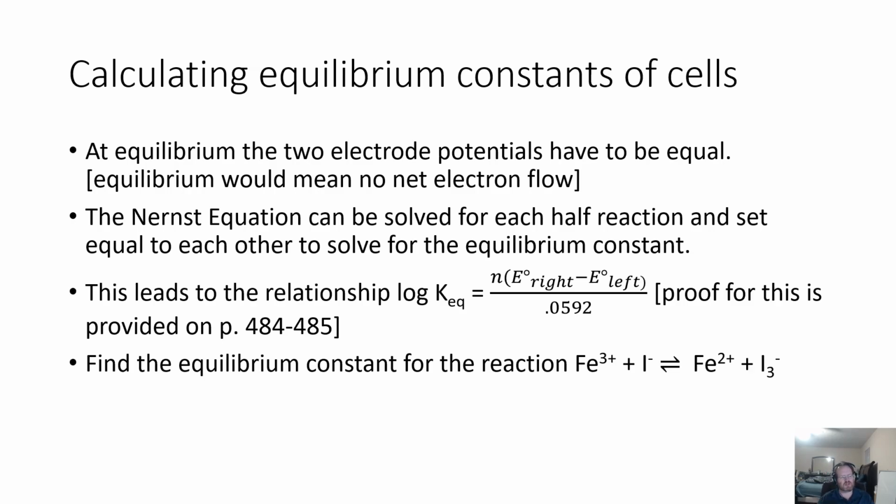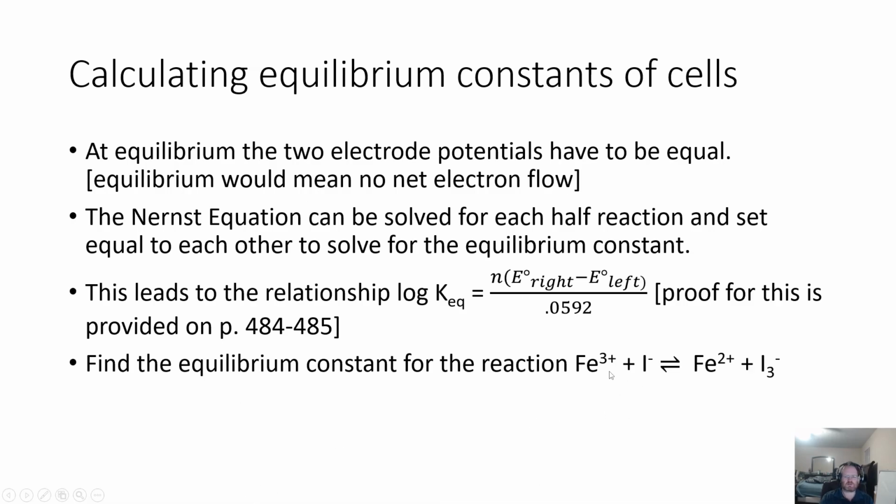So what this leads to is a relationship, and there's a proof of it in your text, in this case the Skoog analytical text on pages 484 and 485. It proves that if you set those two equal to each other, solve for it, and convert from natural log to log, you'll get this equation: the log of K_eq, the equilibrium constant, is equal to the number of moles of electrons involved in the reaction times E naught cell divided by 0.0592. This comes from having two Nernst equations, one for each half reaction, and there's a proof in the text that goes through and does that.